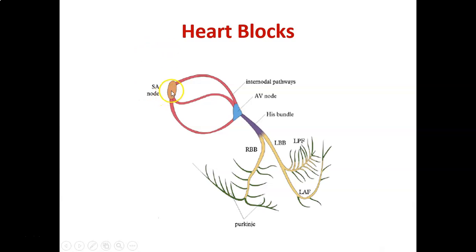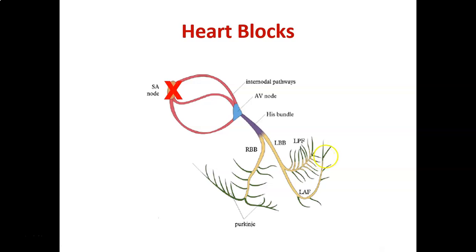You see the impulse originate from the SA node, then through the internodal fibers, it goes to the AV node. Here the electricity stays for some time, 1/10 of a second, and then it goes to the bundle of His, and then the right bundle branch and left bundle branch. The right bundle branch continues as Purkinje fibers, but the left bundle branch divides into the left anterior fascicle and left posterior fascicle, and then these fascicles further divide into the Purkinje fibers.